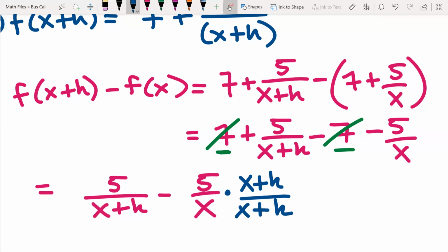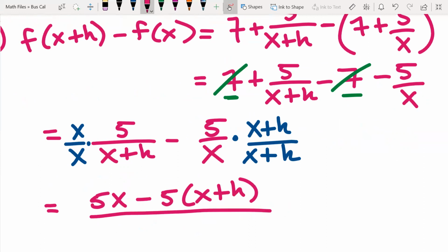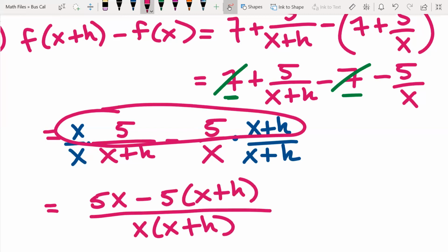And then the same could be said for the other fraction. This fraction on the left is going to get multiplied by that denominator of x. So we're going to multiply this by x over x. Okay. And now what we have is 5x minus 5 times x plus h over my new denominator of x times x plus h. So all I did was combine these numerators on the next step because they have the same denominator.